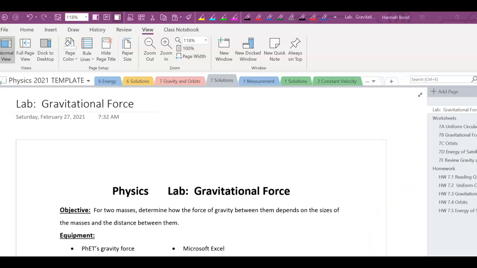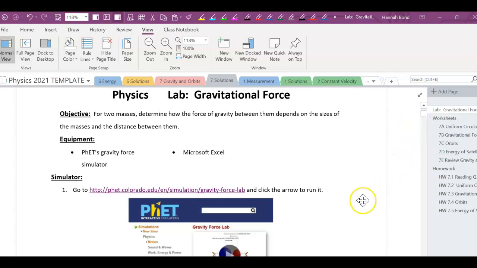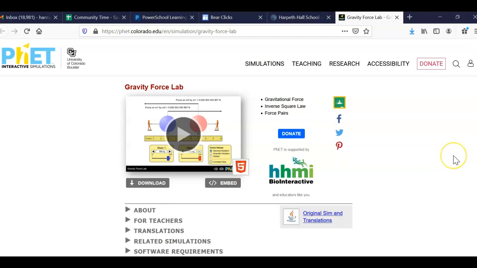This webcast discusses how to do the qualitative observations portion of the Gravitational Force Lab. In this lab, we are going to use one of the University of Colorado PhET simulation tools, and there is a link provided to this tool at step 1 in the lab. So you should click on this link to open that up. It will take you to this page, and from here you want to play the simulation, and so I'm just going to hit the play button.